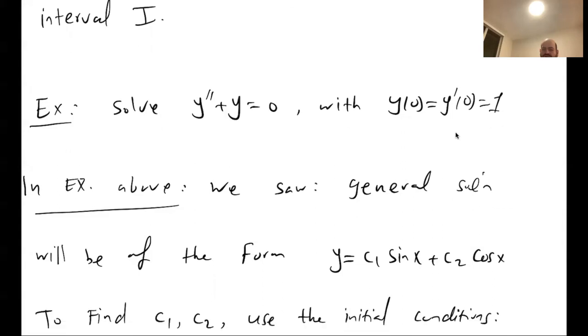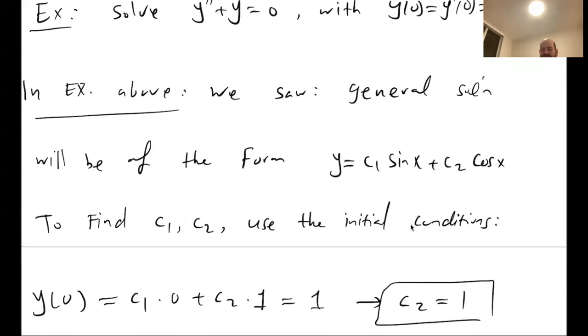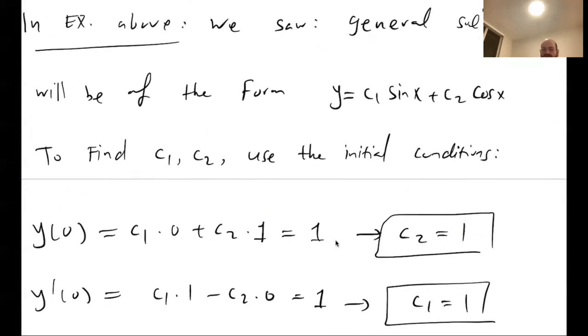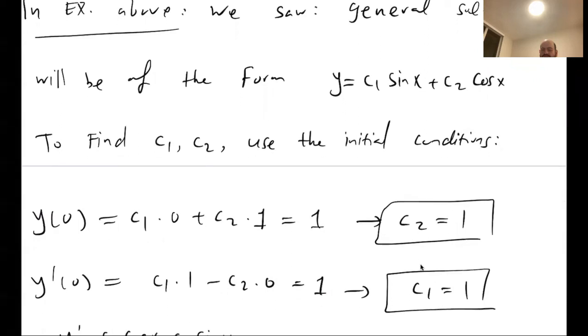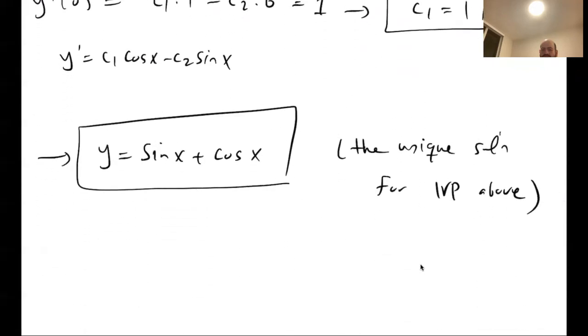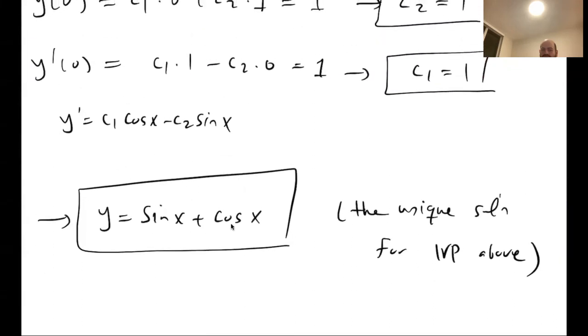How can you find that unique solution? First, we need to find the general solution, which included two constants, C1 and C2. And to find the constants, always use the initial conditions. We had two initial conditions with two unknown coefficients, C1 and C2, and we use them to find them. And it turned out that both of them must be 1. y was C1 sine x plus C2 cos x. Both of them are 1, so the solution will be sine x plus cos x.